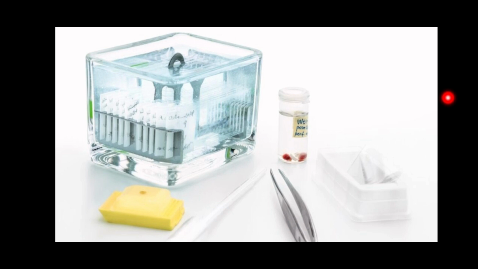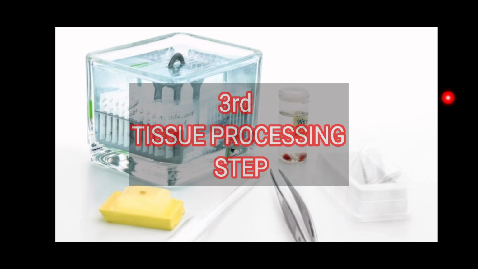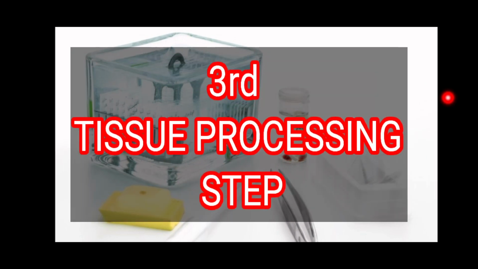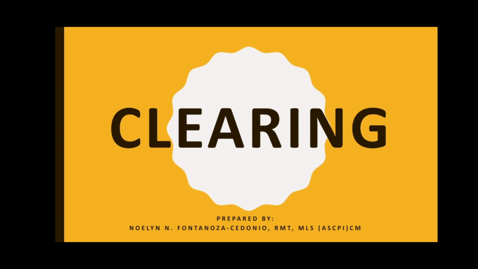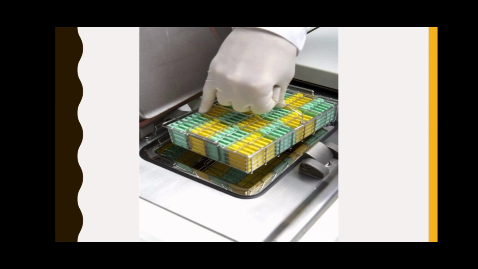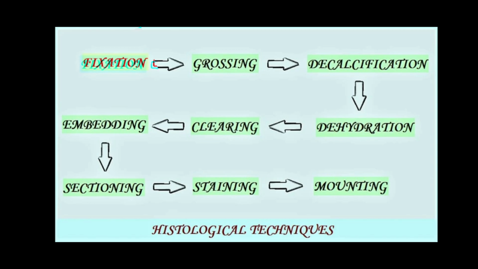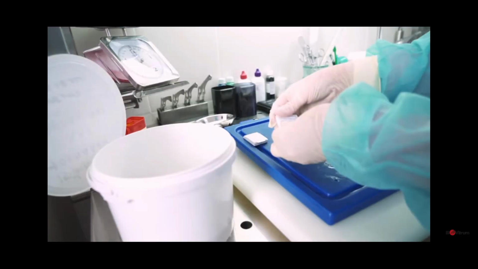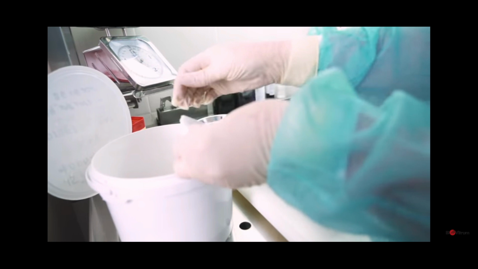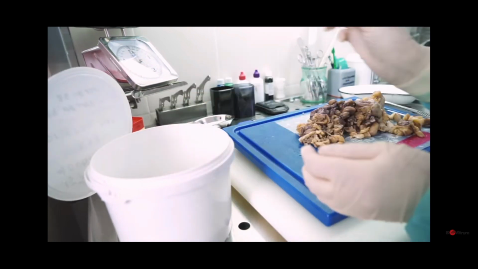Good day, everyone. For today's topic, we will be discussing the third tissue processing step, that is clearing. But before that, let's have a brief recap regarding the other tissue processing steps. We have fixation, so this one, class, is the first and most critical step in histotechnology, which involves the preservation of fresh tissue for examination.